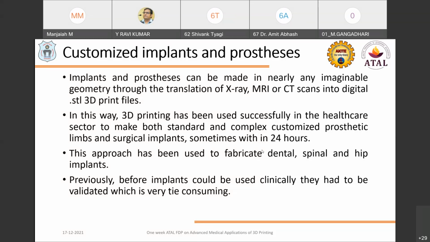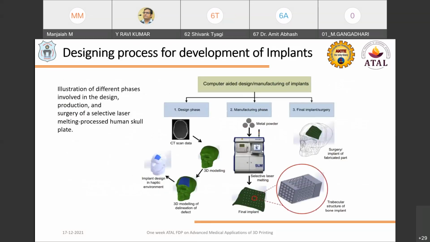Previously, before implants could be used clinically, they had to be validated, which is very time-consuming. Looking at the design aspects, the data from MRI or CT scanning is edited in Magics or Mimics software, then 3D modeling is done, then the environmental conditions are implemented, and it moves into the manufacturing phase, and finally the implant is fabricated and applied in implant surgery. This is the design process for developing implants in biomedical applications, from CT scan data to the final implant fabrication with the 3D printing process.